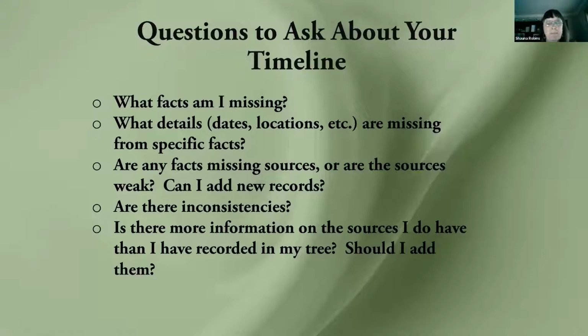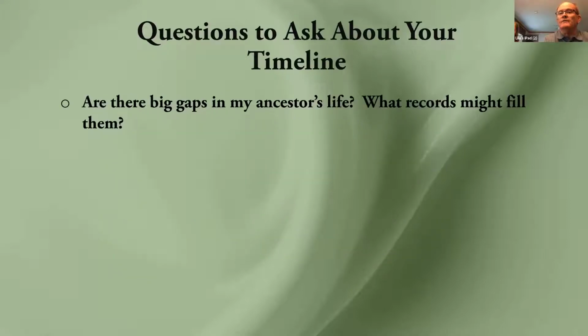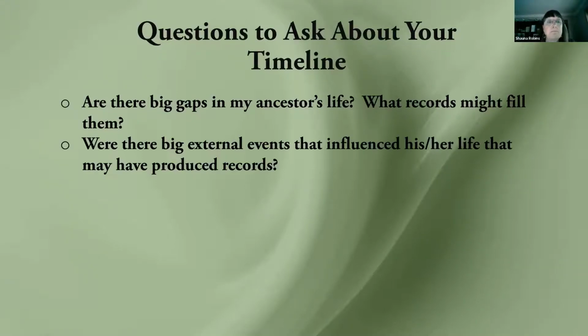Okay, Shauna, can we do this for any of us that are living? Can we do it for ourselves? Any person with a PID number, any that has a record in FamilySearch, living or dead, will have a timeline. Okay. Are there big gaps in your ancestor's life? And what records might you find to fill them?